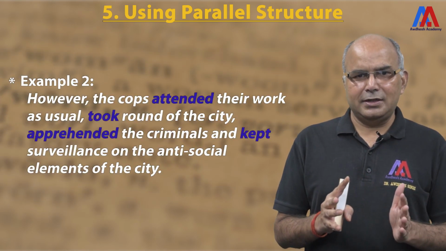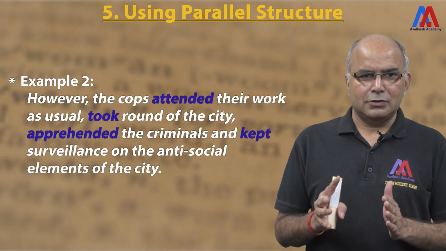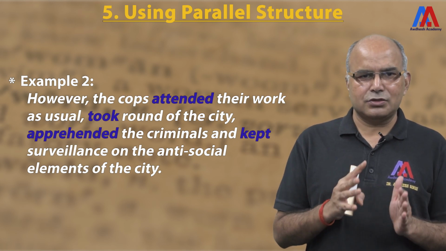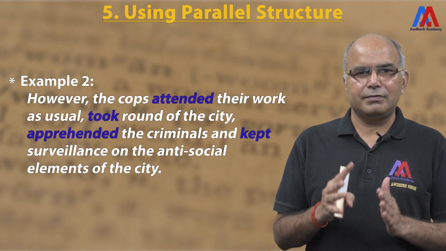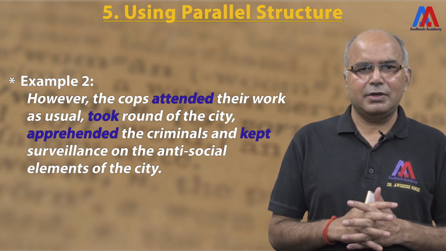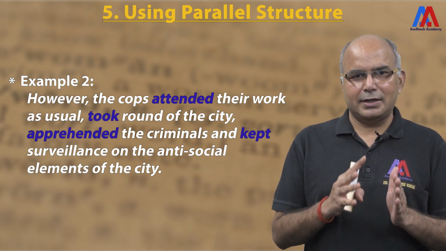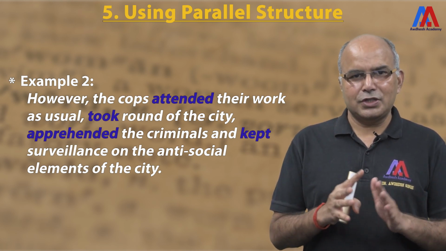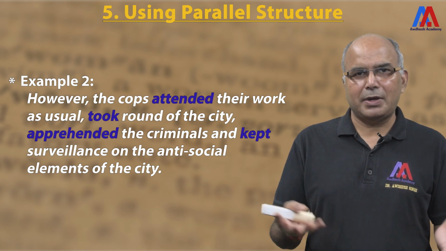However, the cops attended their work as usual, took rounds of the city, apprehended the criminals, and kept surveillance on the antisocial elements of the city. Here we can see that we have used the words like attended, took, apprehended, kept, which are again representing the parallel structure. So friends, these are the 5 methods which we can use for giving flow by using the method of coherence.